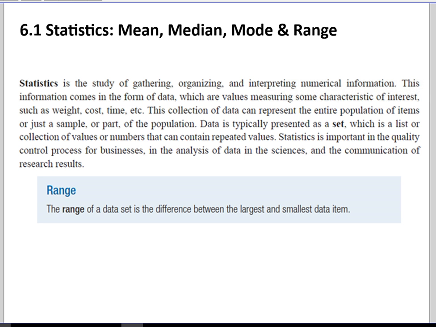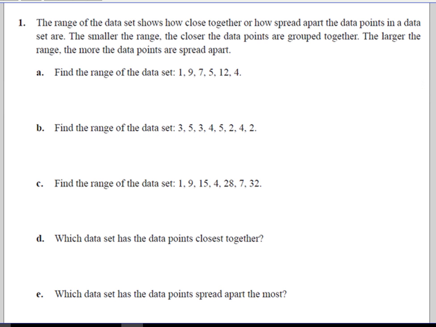So one of the first things in looking at statistics is looking at the range of the data, which is the difference between the largest and the smallest data item. Some people call this the spread of the data. The range of the data shows how close together or how spread apart the data points in the data set are. The smaller the range, the closer the data points are grouped together. The larger the range, the more the data points are spread apart.